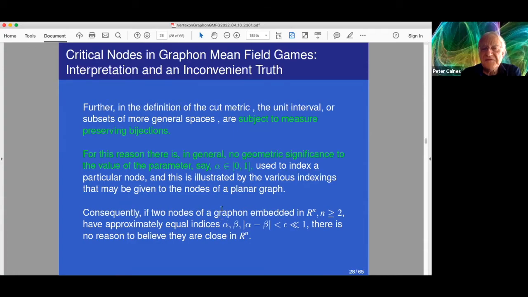So for this reason, there is in general no geometric significance to the value of a parameter which is used to index any particular node. You can quickly convince yourself of that with any planar graph. Consequently, if two nodes of a graphon are embedded in R^n for n greater than or equal to 2, and they have approximately equal indices by chance, so if two nodes of a graphon are very close in their indices, there's no reason to believe that they're close back in R^n on the graph from which they originated.